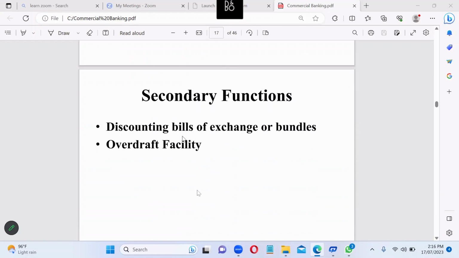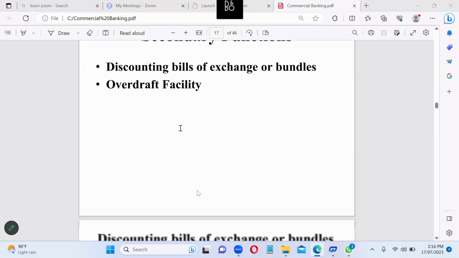And now we are going to see the secondary function. Under the secondary function: discounting bills of exchange or bundles, and the overdraft facilities. But the first, the primary function, we saw: one is providing loans and the other is creating deposits. Those are the two things in the primary. But secondary: discounting bills of exchange and overdraft facilities.